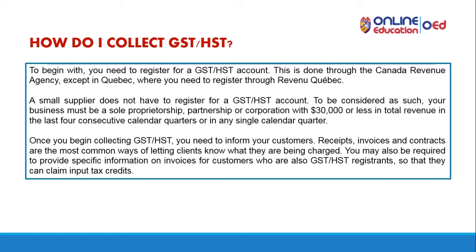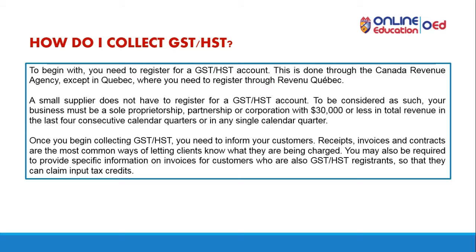To begin with, you need to register for a GST and HST account. So that's what you're going to do first. This is done through the Canada Revenue Agency, except in Quebec, where you need to register through Revenue Quebec. A small supplier does not have to register for a GST and HST account. To be considered as such, your business must be a sole proprietorship, partnership, or corporation with $30,000 or less in total revenue in the last 4 consecutive calendar quarters or in any single calendar quarter.